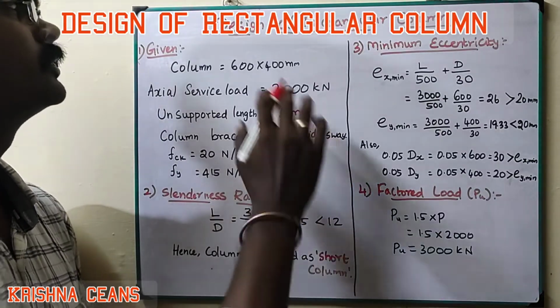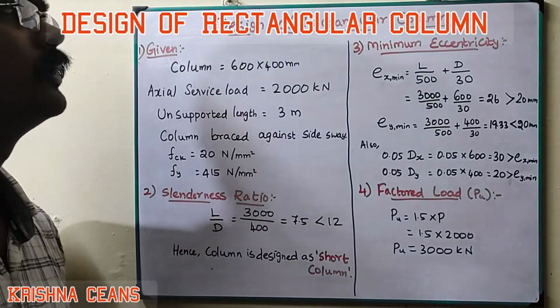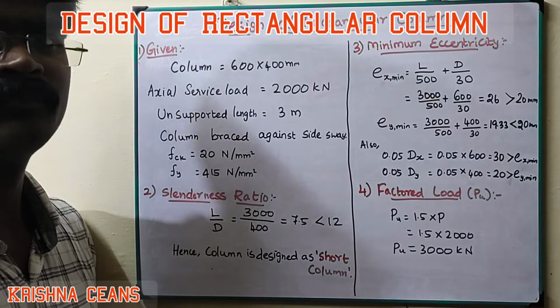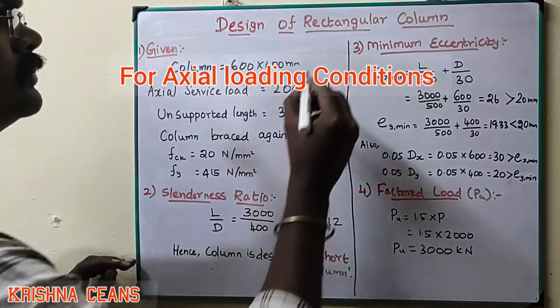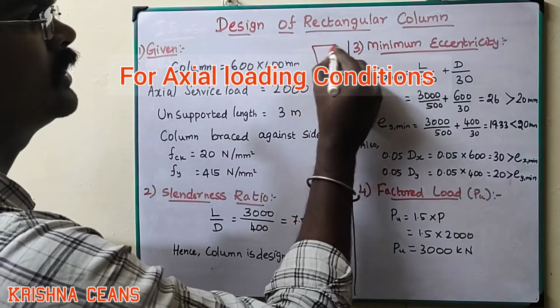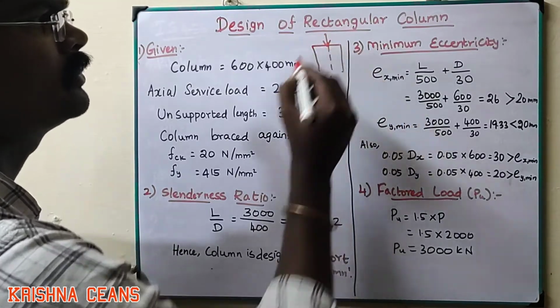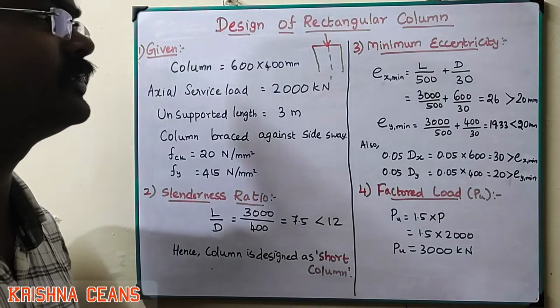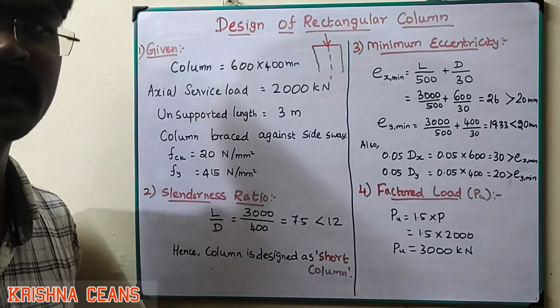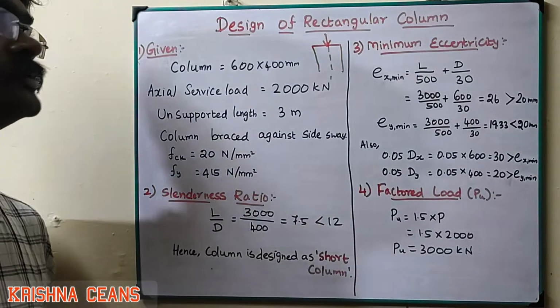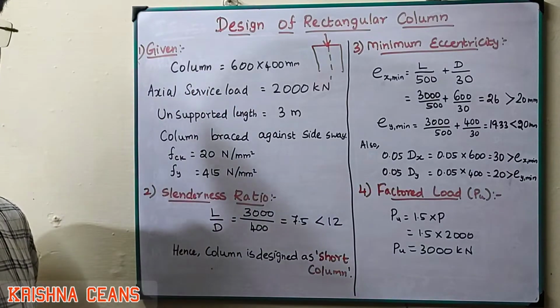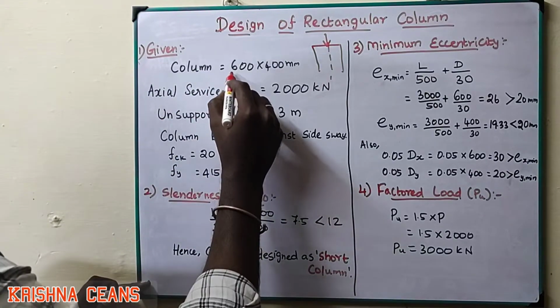So let's design a rectangular column for the axial loading conditions. The column is there, and the load is acting along the CG of the column. For that case, how are we going to design? The column size is given as 600 into 400 mm.